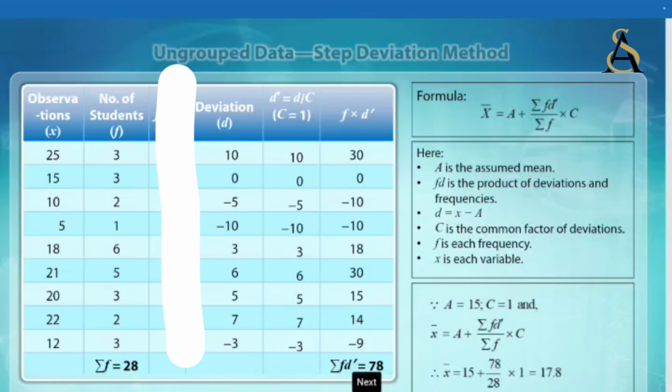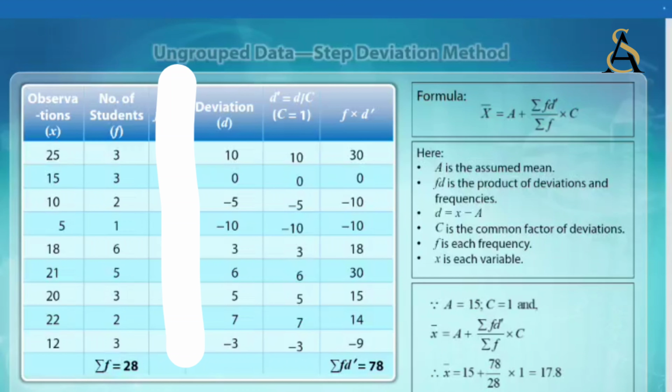Next is the step deviation method under the discrete series, or we also call it ungrouped data. Here the values are going to remain the same as we have calculated in the previous question. The only difference here, you can see two columns being added. One is d dash, whatever deviation we have calculated, divided by c. And next is f into d dash, frequency into the value we have calculated at d dash, we are going to multiply. After multiplying, we are going to get sigma fd dash, and sigma f we already calculated.